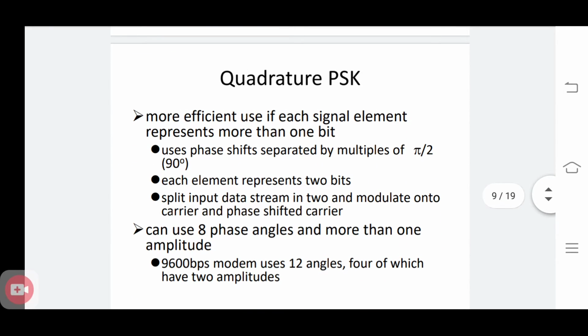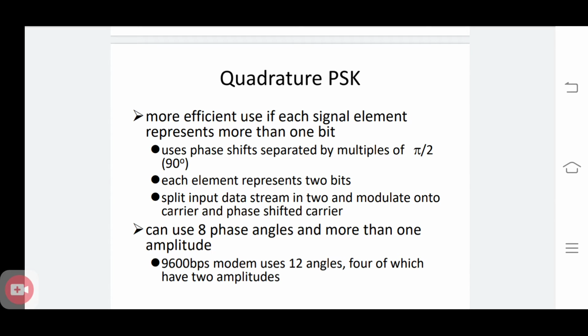Next we have quadrature PSK. That's also a variation of PSK. PSK means phase shift keying. It's more efficient, in which each signal element is used to represent more than one bit. Here, the phase shifts are multiples of pi by 2. That is 90 degrees, 180 degrees, then 270 degrees, then 360 degrees. Okay. Also here, each signaling element represents 2 bits.